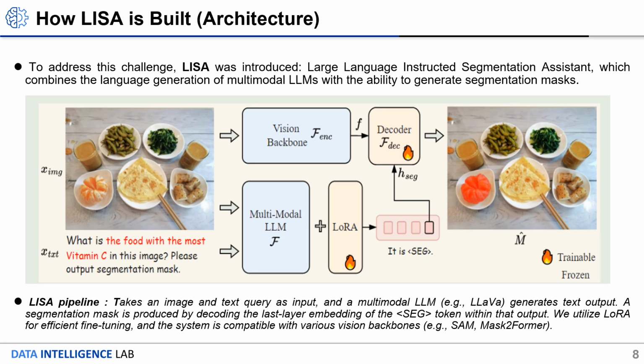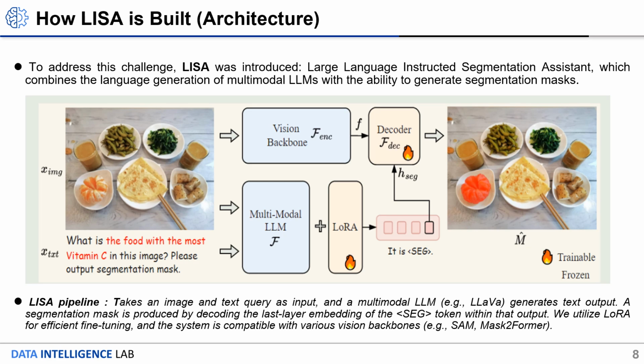Next is the multimodal LLM F. The text query and the visual information represented with features from the backbone are fed into the multimodal large language model, like LLaVA. This LLM is also largely frozen. To adapt the LLM for the segmentation task efficiently without retraining everything, LoRA is used. Only these small LoRA weights and a few other parts are trainable. The LLM processes the inputs and generates a text response.